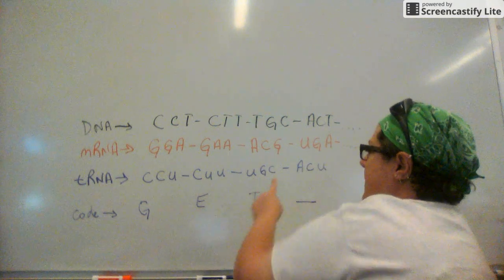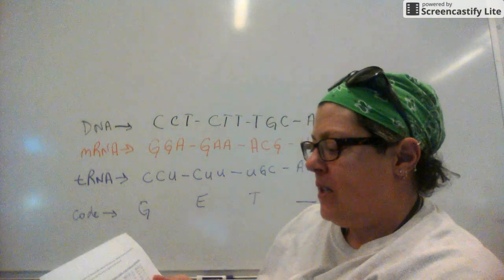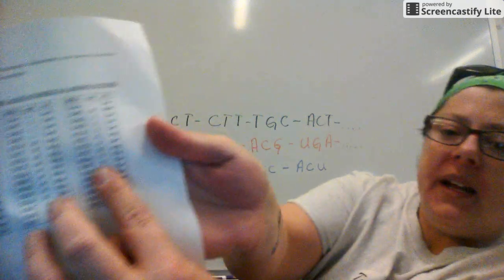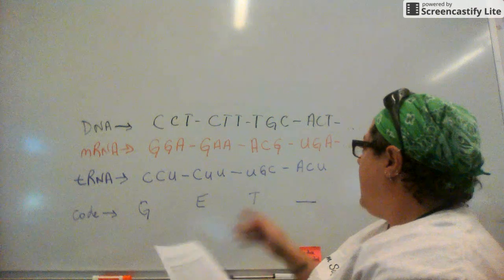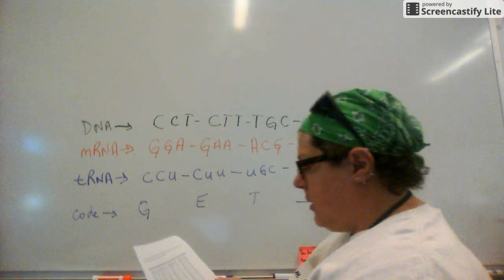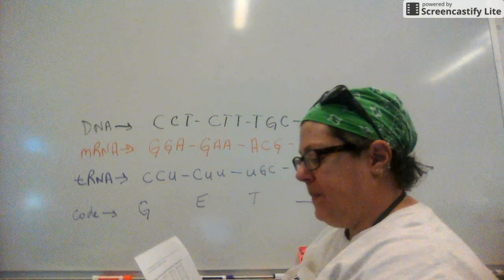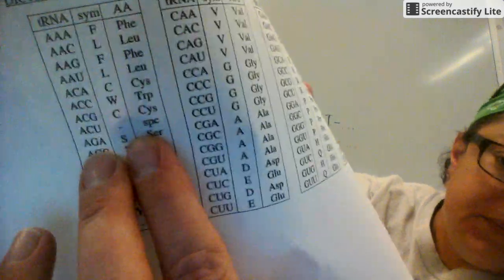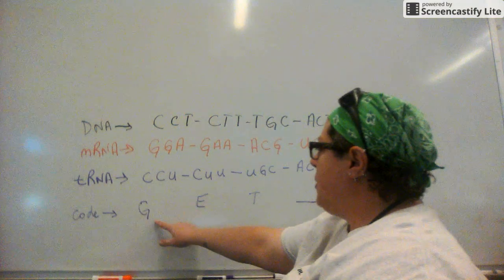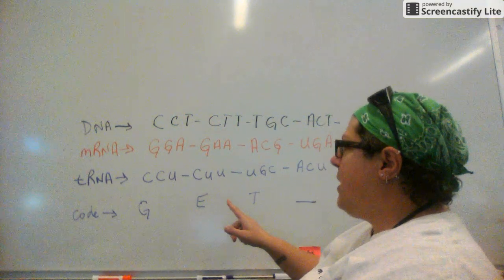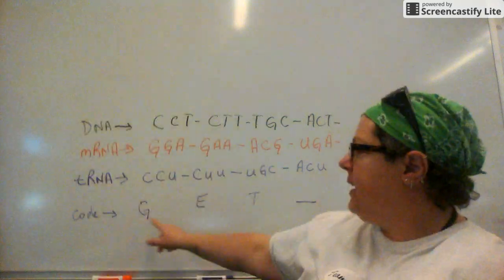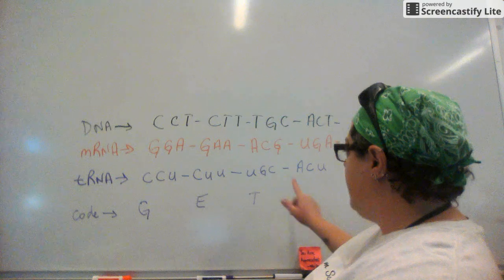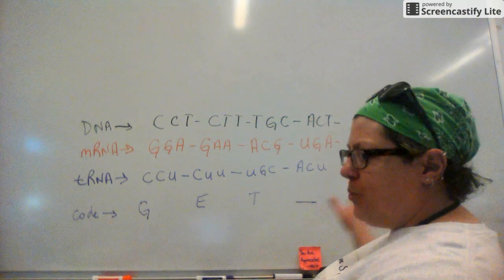So I write an E. And then UGC. UGC is a T. Then ACU is a space. So the first word of the first sentence of the worksheet that you have to work on is get. Then there's a space, and there's more letters.